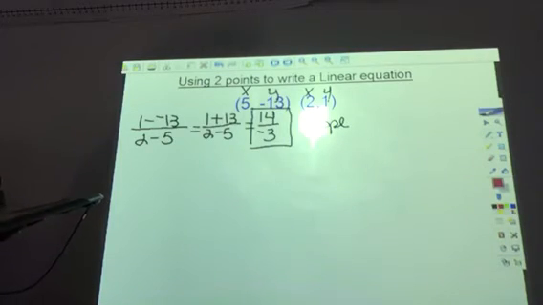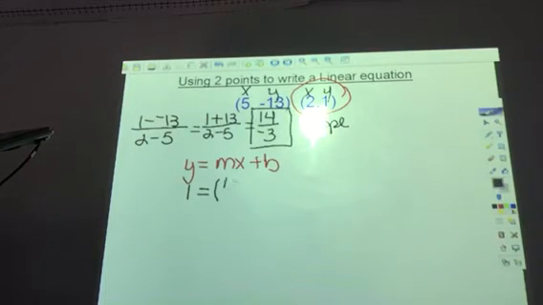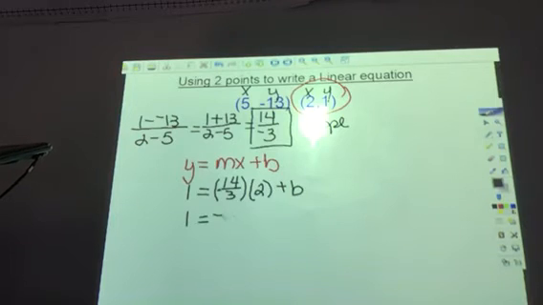Alright, so here we are again. I need to choose one of the points. This time I'm going to choose 2, 1, and I'm going to substitute it into slope-intercept form. Okay, so now y is 1. M, or my slope, is negative 14 thirds. And x is 2. Alright, so now negative 14 thirds times 2 is negative 28 over 3.